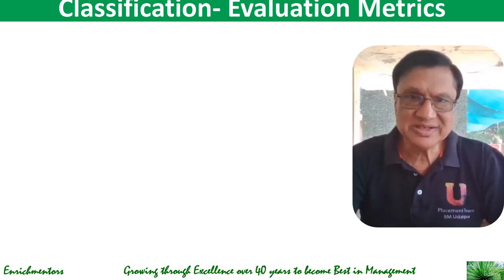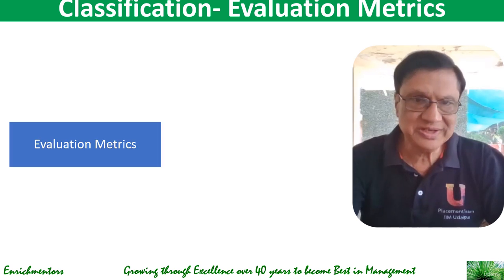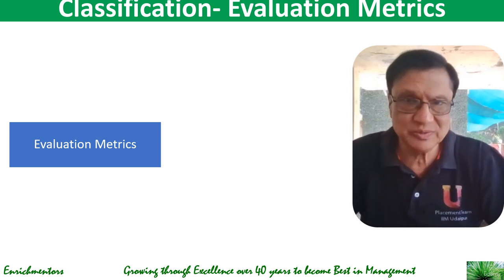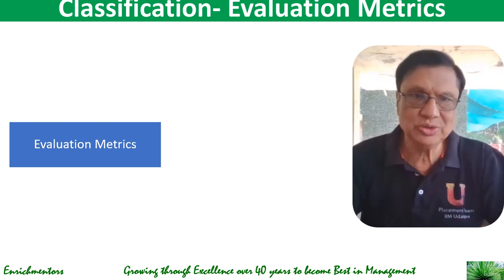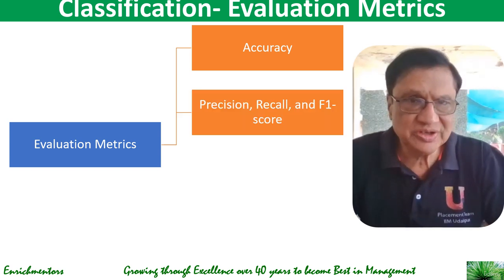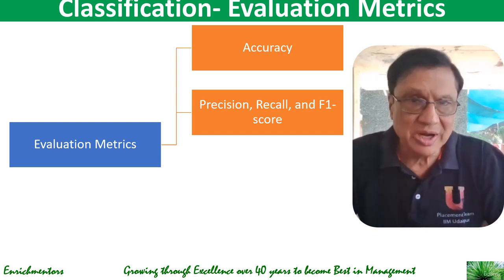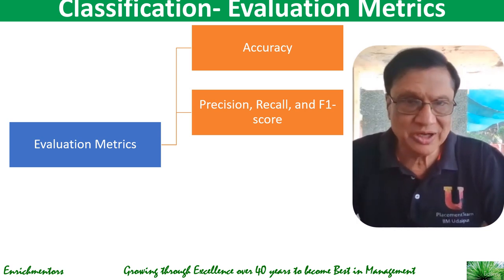The evaluation metrics: what are the evaluation metrics for classification? The first one is accuracy, which is the percentage of correctly classified instances out of all instances. If you classified 100 data points, what percentage of them did you classify correctly? The second is precision, recall, and F1 score. These are metrics to evaluate the performance of binary or multi-class classification models, and we will talk about what these are in the remaining part of this lecture.